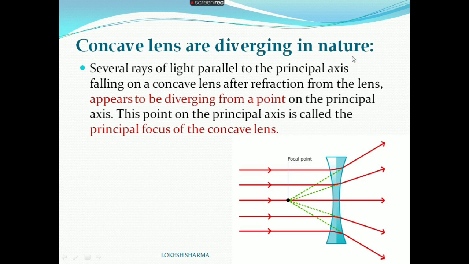Contradictorily, concave lenses are diverging in nature because the parallel beam of light that falls on the concave lens parallel to its principal axis, after refraction from the lens, appears to be diverging from its focus. Hence, a concave lens diverges the parallel beam of light falling on it.